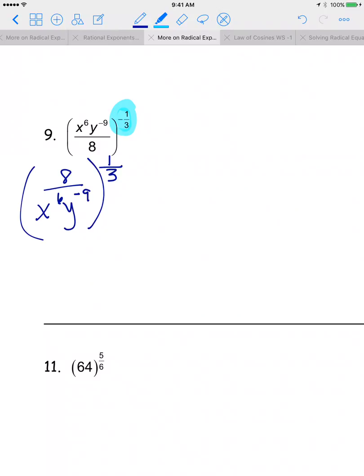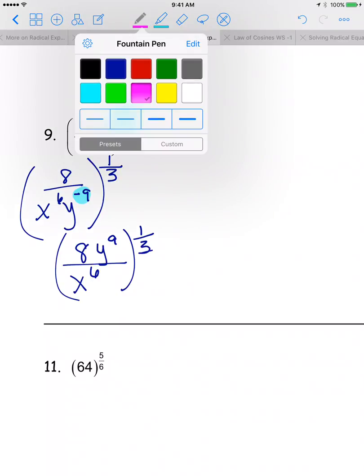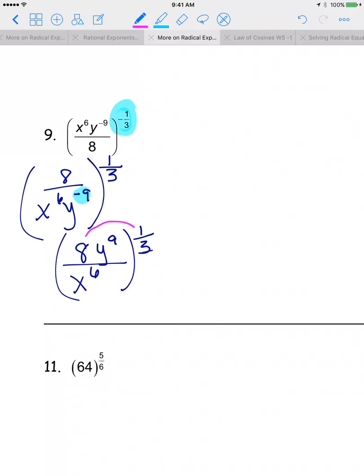So now let's move our y to the negative 9 to our numerator. So we would get 8 over x to the 6, and our y is now going to be in our numerator, all raised to the 1/3. Now we need to distribute this exponent of 1/3 to all of our terms.